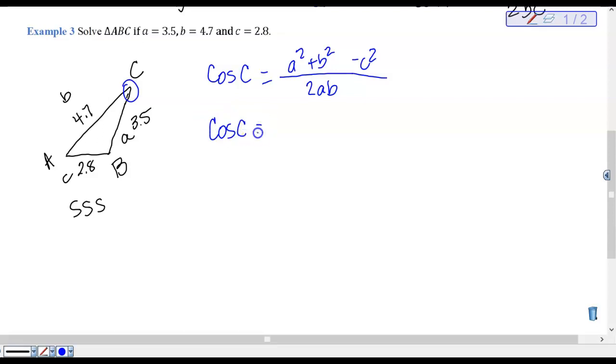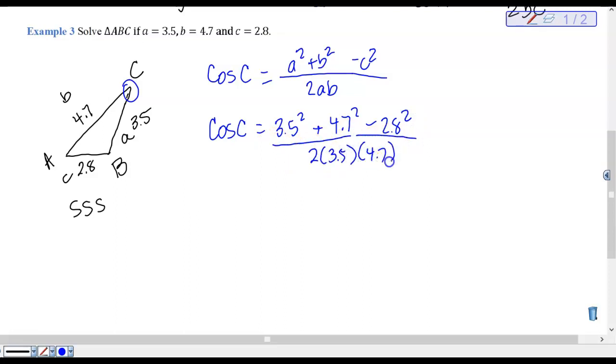So the cosine of c is equal to a squared, so 3.5 squared, plus b squared, which is 4.7 squared, minus c squared, 2.8 squared, all over 2 times 3.5 times 4.7. And if you wanted to, you could plug that into your calculator first. I am trying to save myself pressing buttons into my calculator. So I'm trying to find the measure of angle C.